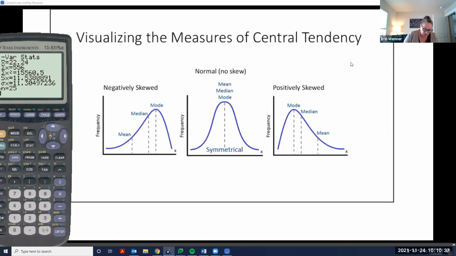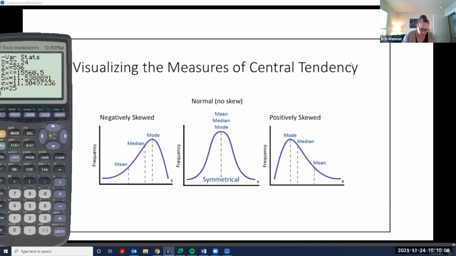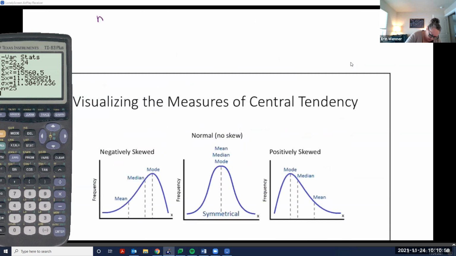You can have negatively skewed data, where your mean is way off to the left and your data has been shifted, or positively skewed data. When we talk about a normal curve or a normal distribution, let's see, I'm going to draw a normal distribution up here. We have our graph, and let's see if I can make this look nice.